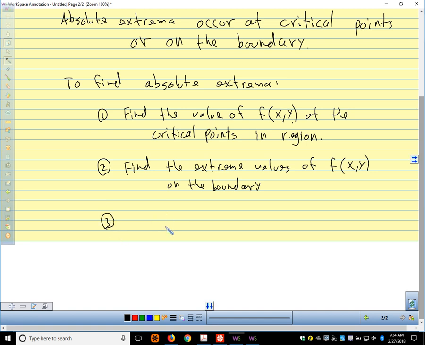Our third step: once we find these values, the largest value is our absolute maximum, and the smallest value is the absolute minimum.